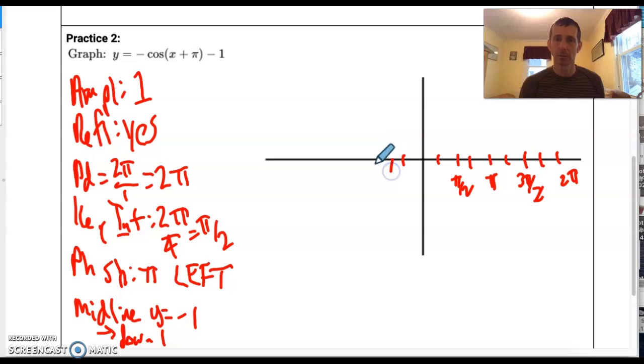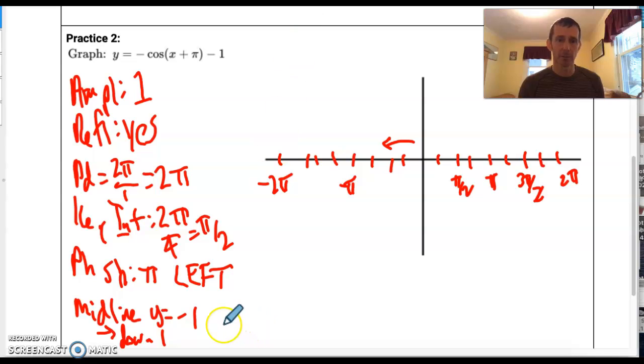So 1, 2, 3, 4, negative pi, 1, 2, 3, 4, negative 2 pi. That's how we were gridding them all out before. So I don't have to worry about anything weird with that. I do have a phase shift. I have to go pi, and this is the land of opposites, so I have to go to the left pi. So I have to go this way, pi. And I also have a midline shift down 1.